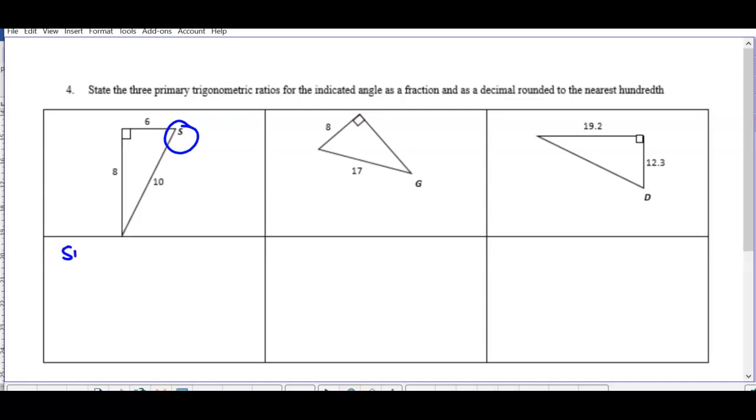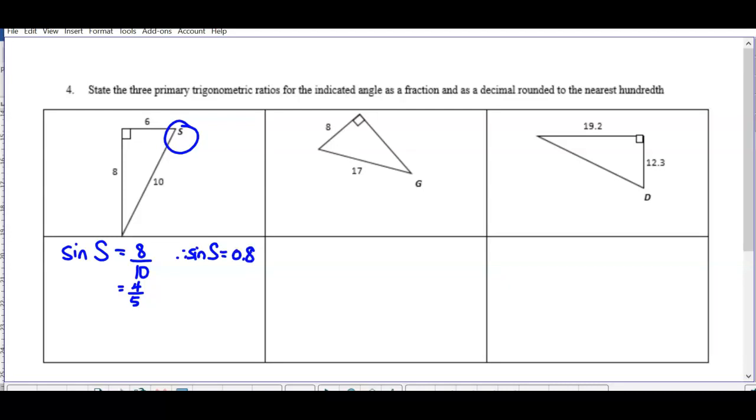So we'll do sine of S equals opposite over hypotenuse, and then reduce that. I'm going to try to use proper form here, so on a separate line, and then here I'm going to say, therefore, sine of S equals 0.8.